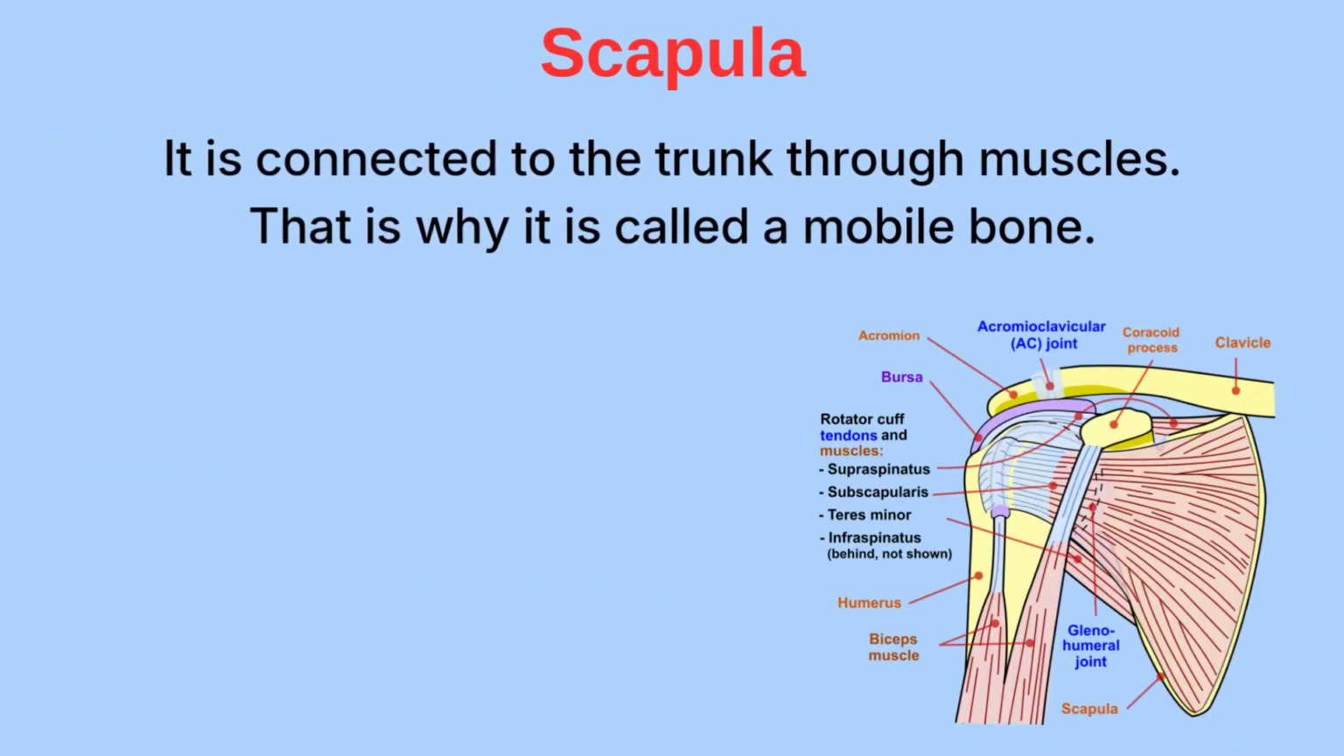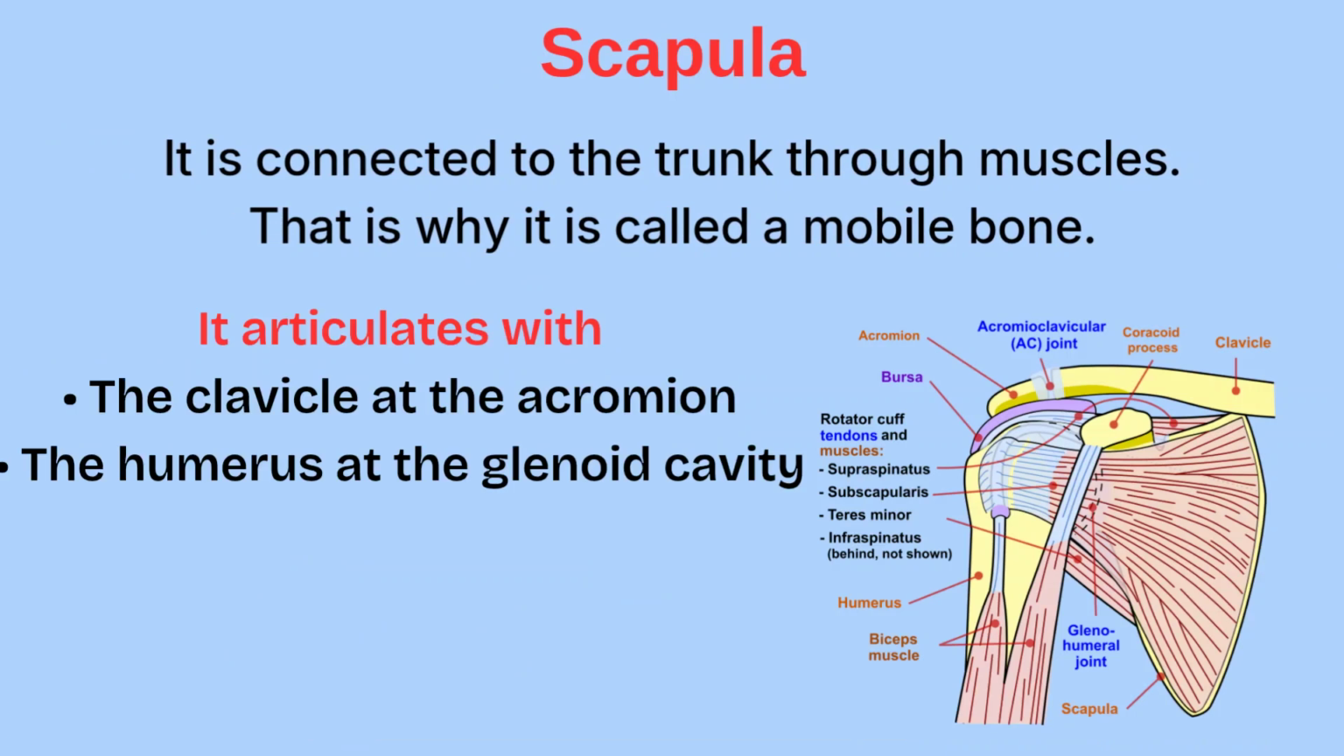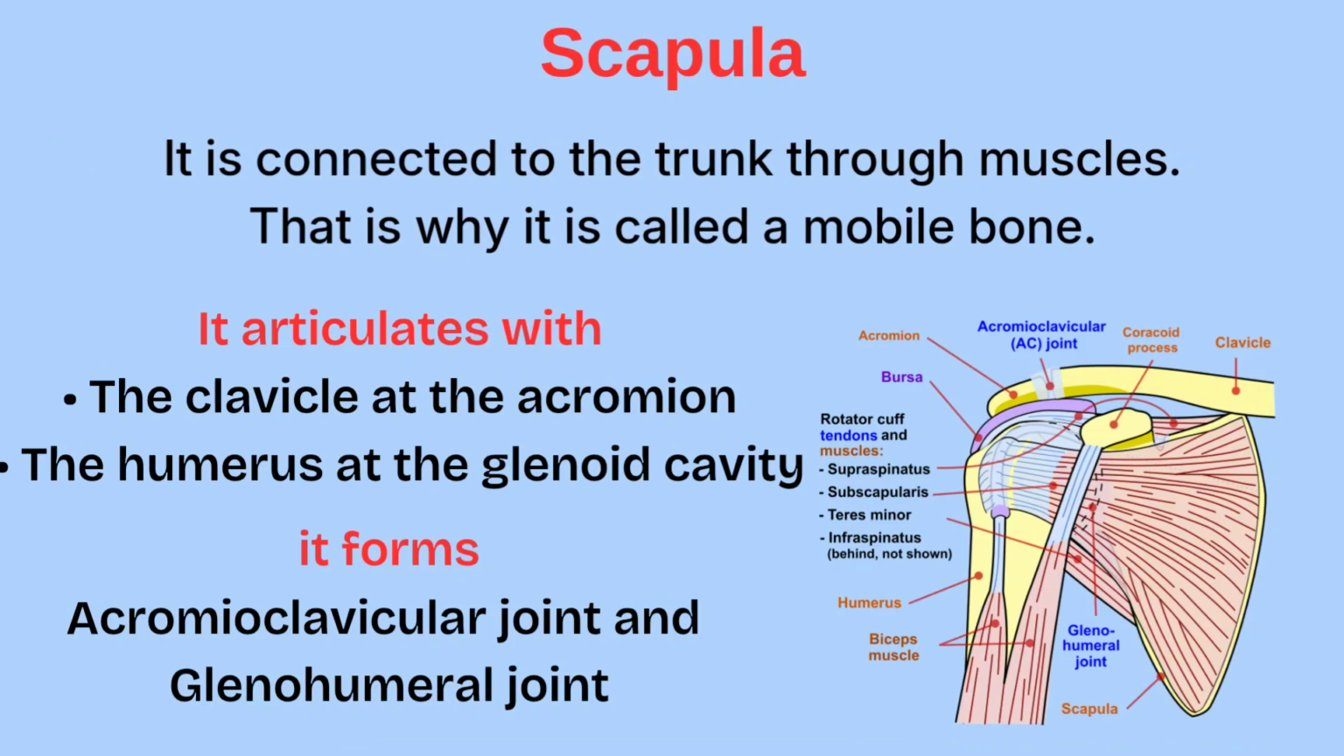Now think, does the scapula directly articulate with the vertebral column? No. It is connected to the trunk through muscles. That is why it is called a mobile bone. It articulates with the clavicle at the acromion and the humerus at the glenoid cavity. Thus, it forms the acromioclavicular joint and the glenohumeral joint.